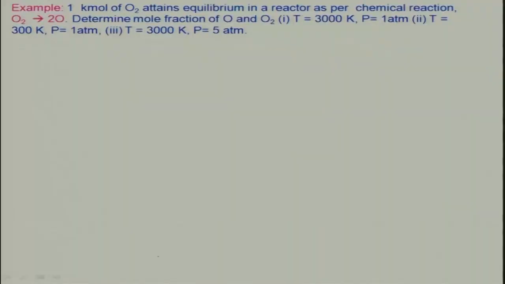Let us consider this example: 1 kilomole of oxygen attains equilibrium in a reactor as per the chemical reaction O2 going to 2O. We have to determine the mole fractions of O and O2 for 3 different cases. One is 3000 Kelvin and 1 atmosphere pressure, next is 300 Kelvin and 1 atmosphere pressure, and the third one is 3000 Kelvin and 5 atmosphere pressure. What I am doing here is changing the temperature and changing the pressure, that is the idea.